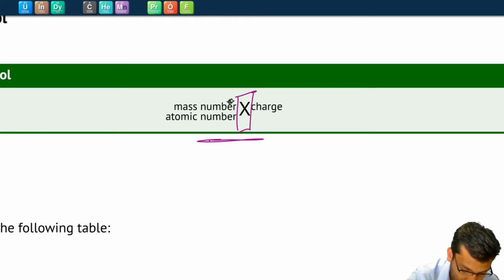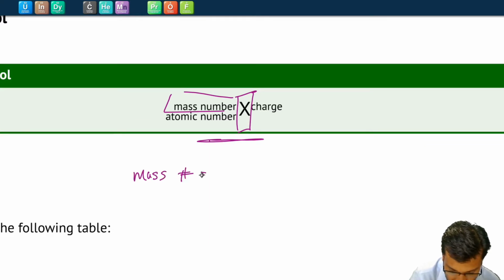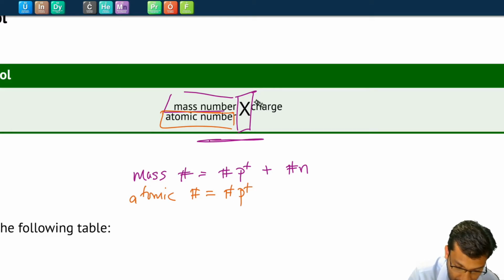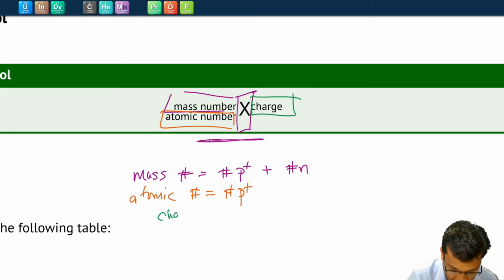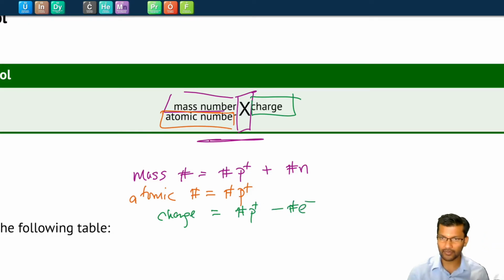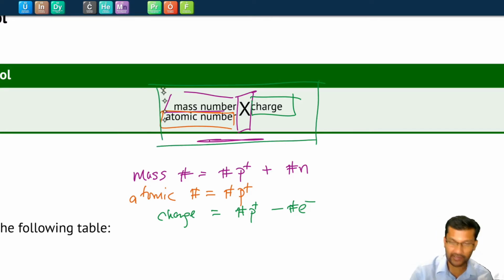On the upper left, we have the mass number, and remember the mass number is simply the number of protons plus the number of neutrons. In the lower left, we have the atomic number, and remember the atomic number is simply the number of protons. And in the upper right, we have the charge, and the charge is simply the number of protons minus the number of electrons. And so in this way, we summarize all of those pieces of information, the number of protons, neutrons, and electrons within an atom.